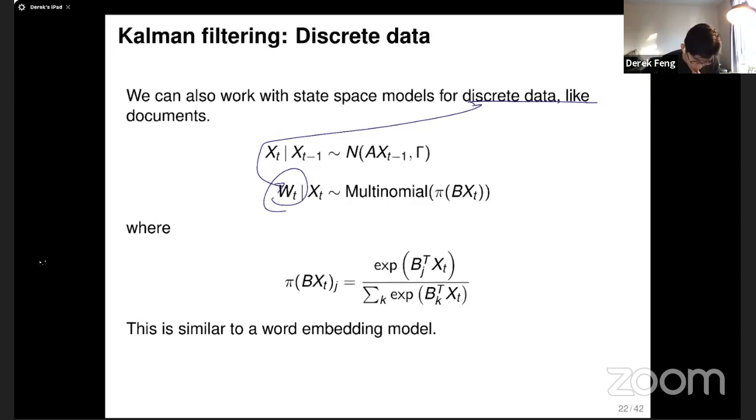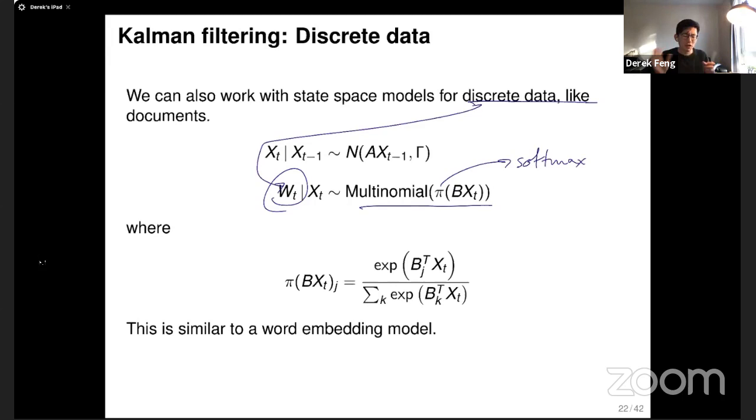Because what we have is W_t, the word, given X_t, where X_t is some state. But the key point is that I can write this multinomial as pi of B X_t, where pi is really just, if you remember, the softmax function. If I apply a softmax function, then this is just the ratio between the exponential of the particular value of my B X_t matrix and the sum of the rest, right?